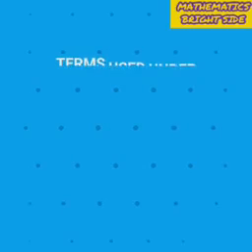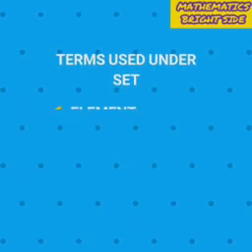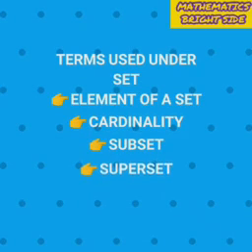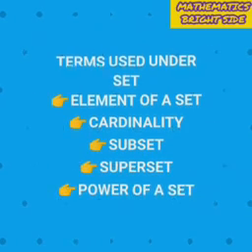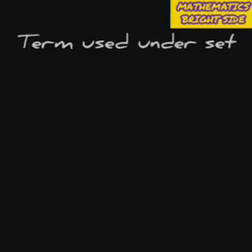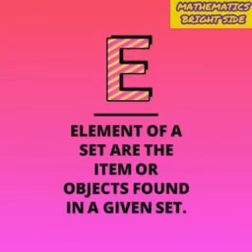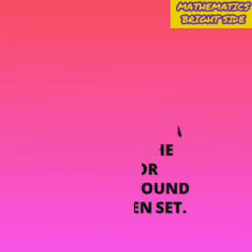We have the terms used under set. We have elements of a set, cardinality, subset, superset, and power of a set. Now let's look at the terms under this set one by one. Let's start with elements of a set. Elements of a set are the items or objects found in a given set.